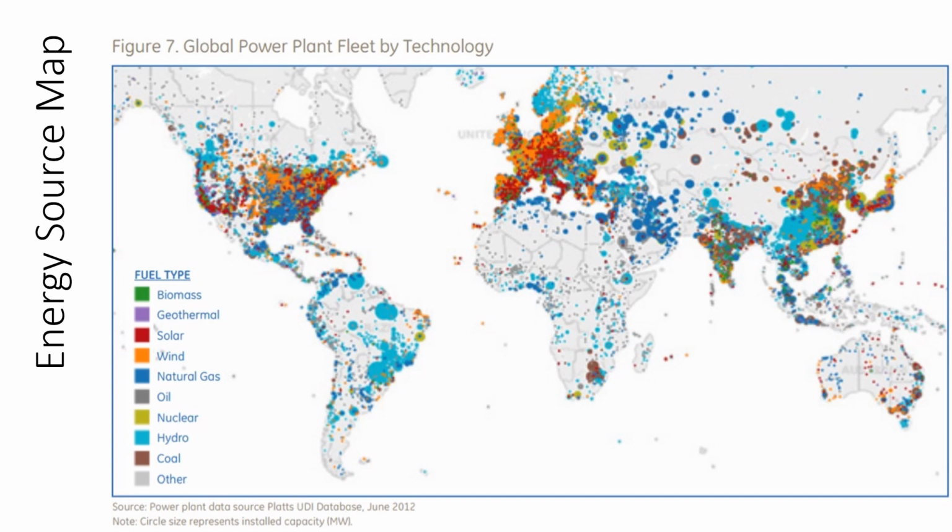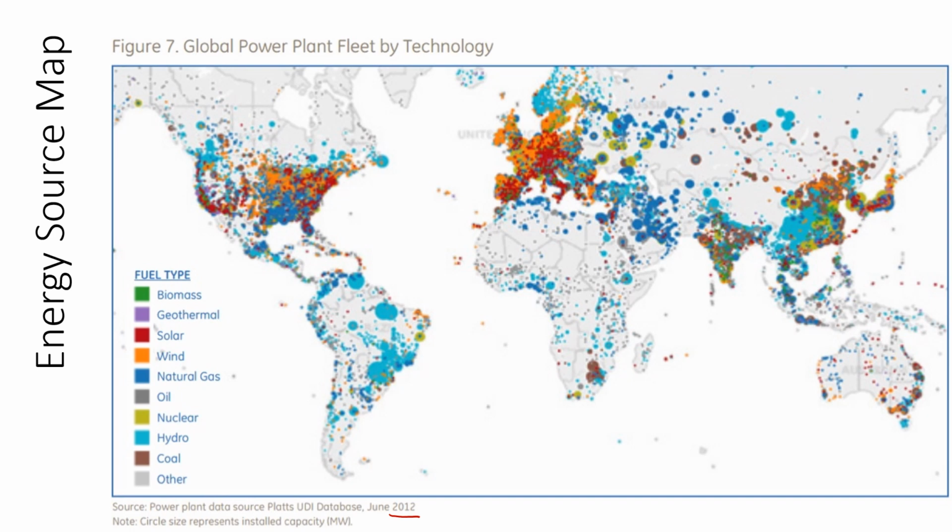This is a little bit dated as well, so this is looking at 2012, so some things have changed in the intervening 10 years, but still relatively representative. And we see our different energy resources plotted out on the map. The size of the circle represents the installation capacity, so the size of that power plant. And what we see is the distribution of, again, our fuel types, our energy resources.